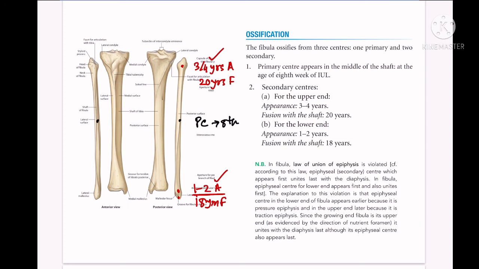Okay. Appears first, unites first, and according to the law of union of epiphyses, usually the center which appears first will unite last. So there is a violation of the law of union of epiphyses in the lower end of the fibula. That often comes as a question.